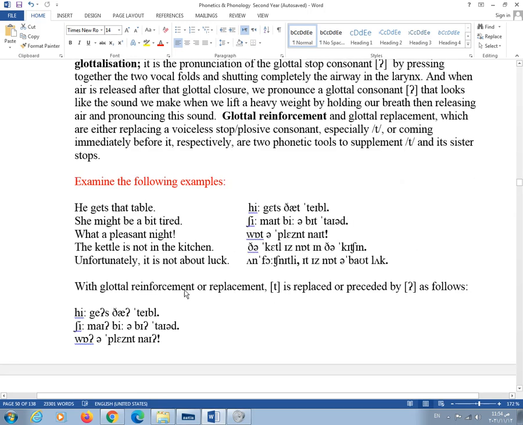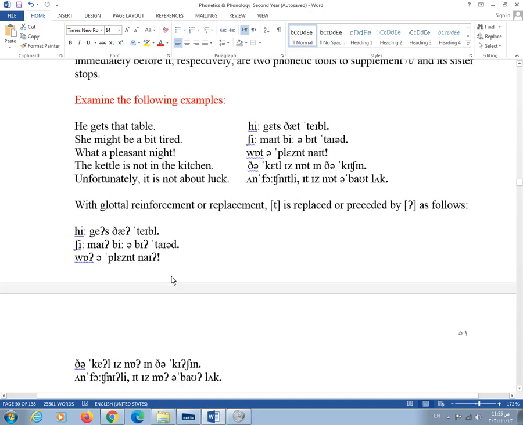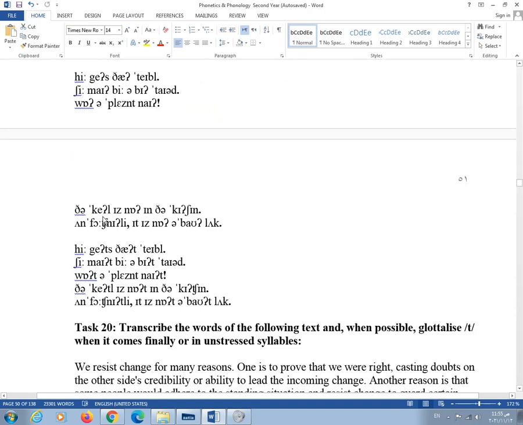He gets that table. He gets, instead of he gets. So the T here is replaced by a glottal stop. He gets that table. She might be a bit tired. A pleasant night. Okay. Kettles. Not in the kitchen, etc. Okay. He gets the table.